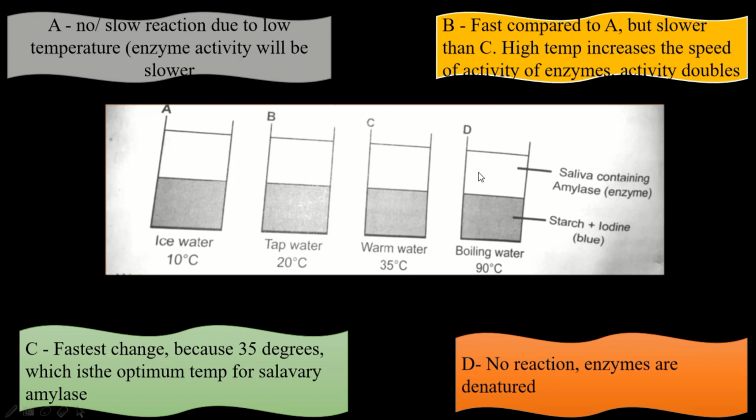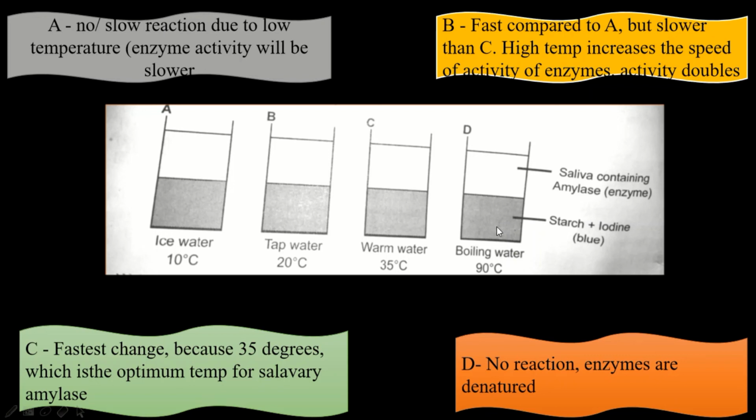Test tube D is subjected to a very high temperature, and because of that, amylase is not digesting starch anymore. Because starch is not digested, our solution will remain blue to show that starch is still present.